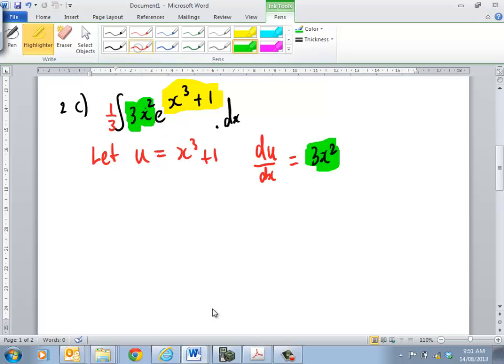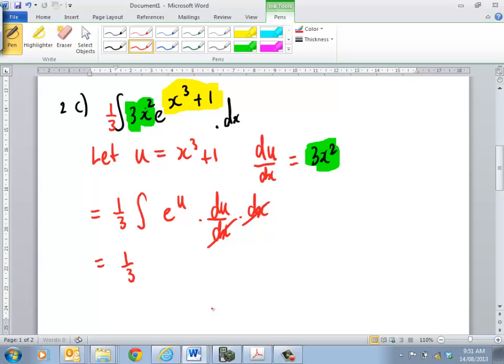So I'm going to write this now as equal to simply a third the integral of e to the u du dx times by dx. Okay, get rid of that. And so now we can just say, well, it's going to be a third. What's e to the u?